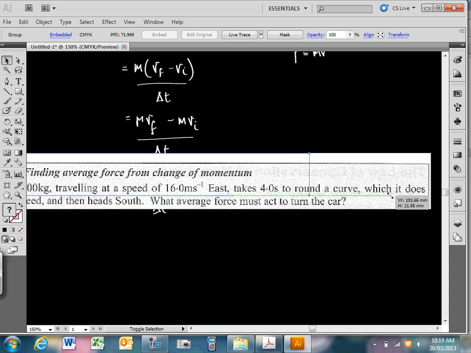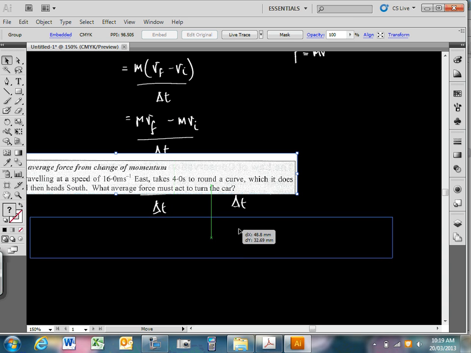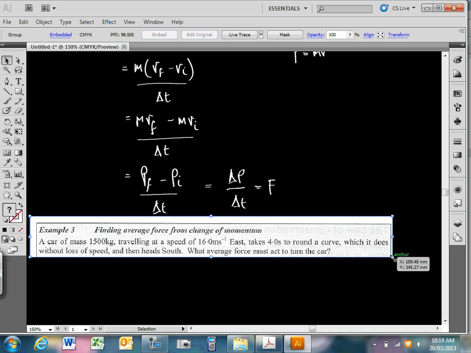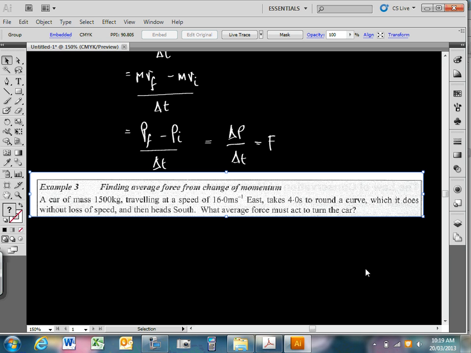Finding average force from change of momentum. The first example that we did in this momentum course was related to velocity. We did that ball striking the wall at some angle. I think it was 40 degrees, and we were looking at the velocity of the ball. We're now going to look at the momentum of the ball.